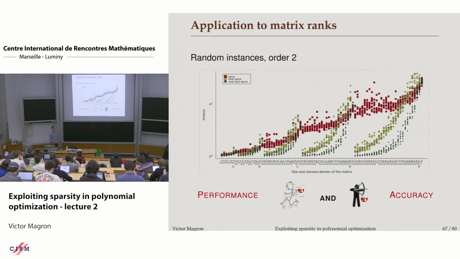Yes, it's correlative sparsity bounds, but some kind of heuristic correlative sparsity. So here it can be less accurate. But it's always, more or less, more efficient.